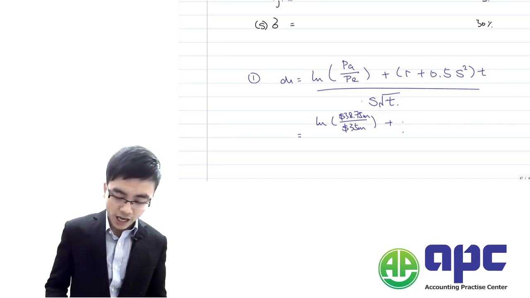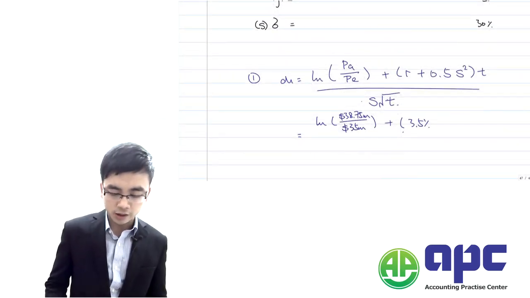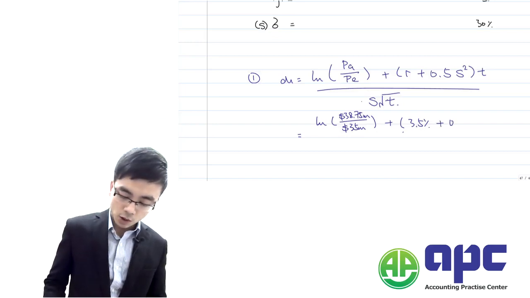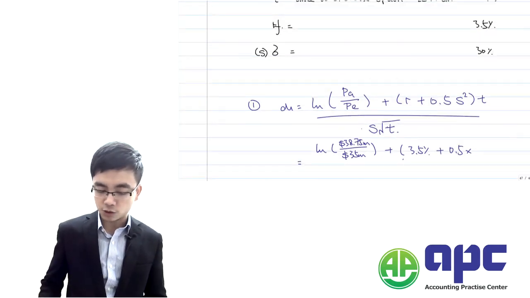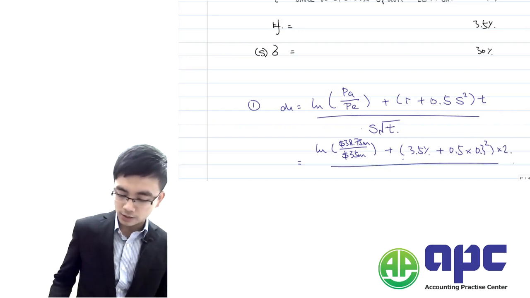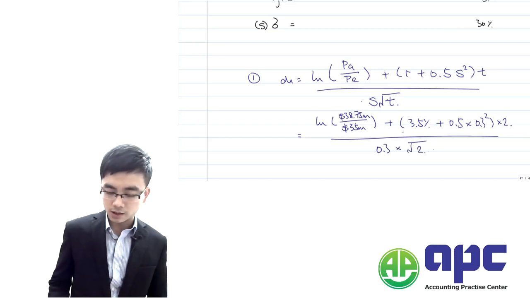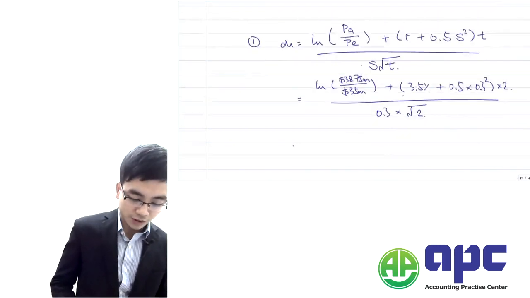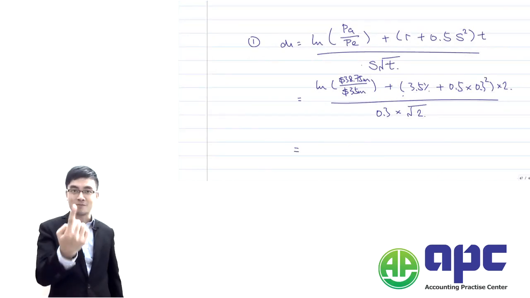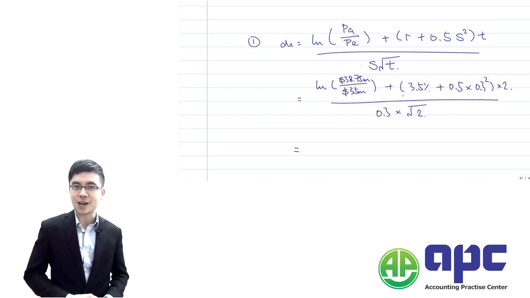Then we add the R, which is the risk-free rate, in this case 3.5%. We can express that as 0.035, which is more accurate, plus 0.5 times the standard deviation squared, 0.3 squared, times T, which is 2 years, and divide by the standard deviation 0.3 times the square root of T. That gives D1 if you plot it into a calculator. So just a quick exercise: stop the tape now for 1 minute and use the scientific calculator to plot that and see how you get on.